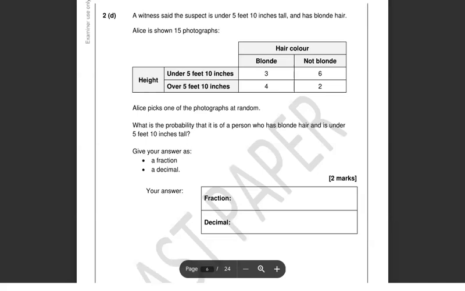What's the probability that the person has blonde hair and is under 5 feet 10 inches tall? Actually, under 5 feet. So the blonde hair is under 5. It's under that. So that gives you 3.